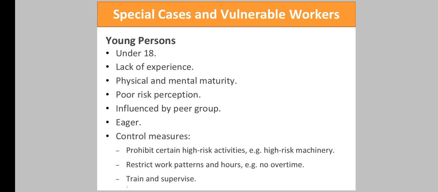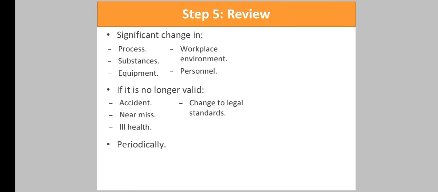So those were the 5 steps of risk assessment which we studied. The first step is to identify the hazard. The second step is to identify the people who are at risk. The third step is to evaluate the risk and decide on precautions. The fourth step is recording of the significant findings, and step number 5 is review.